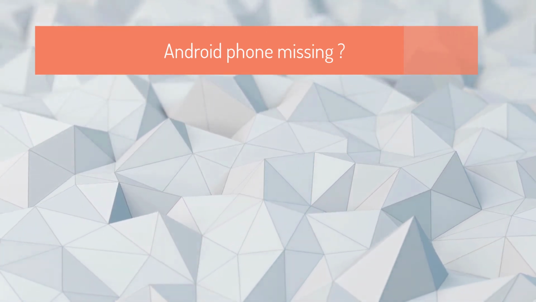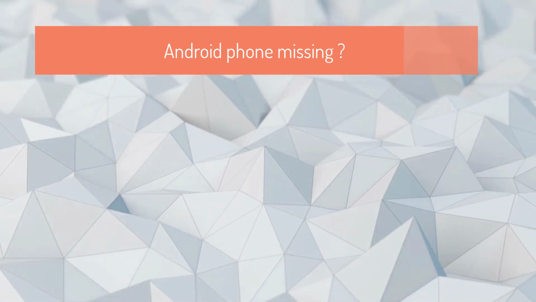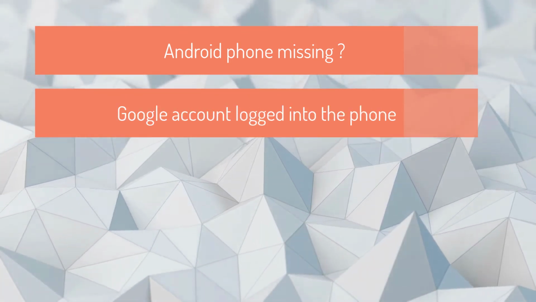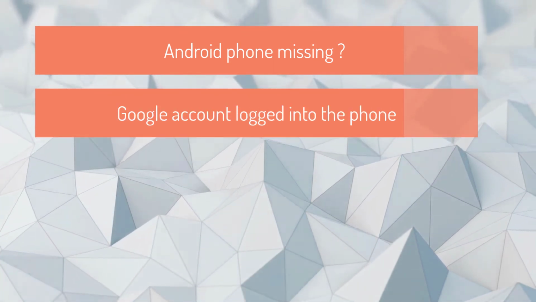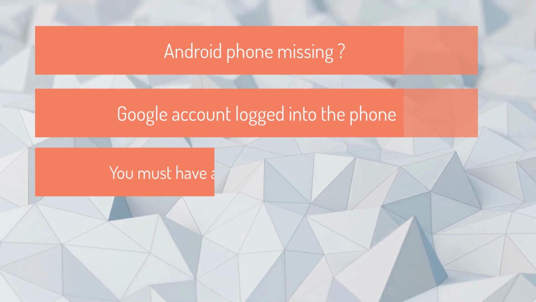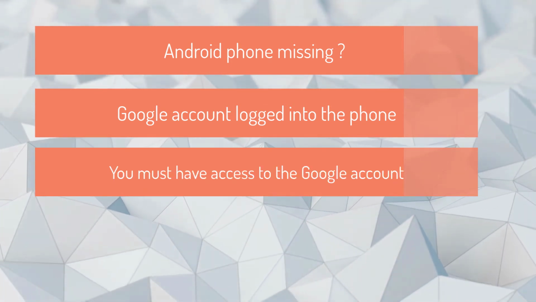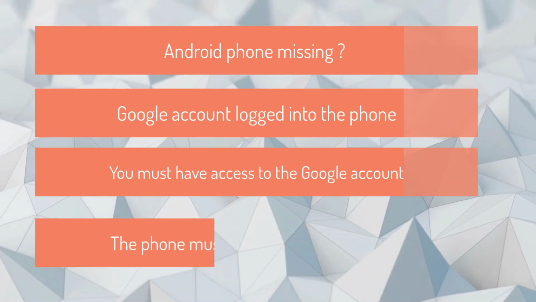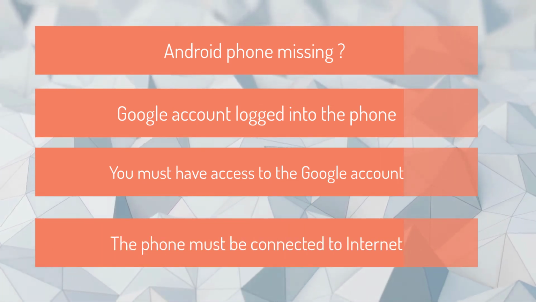So today we will be tracking our missing Android phones. Our Android phone devices are actually trackable if we have access to the account which has signed in to the Android phone. And of course, the device needs to be connected to the internet.